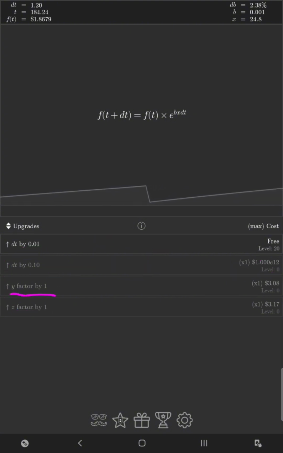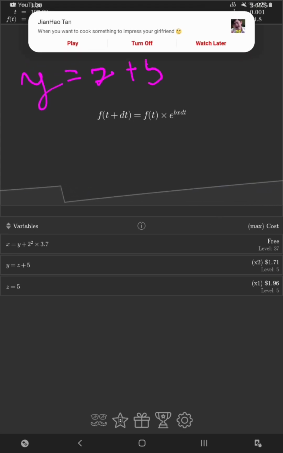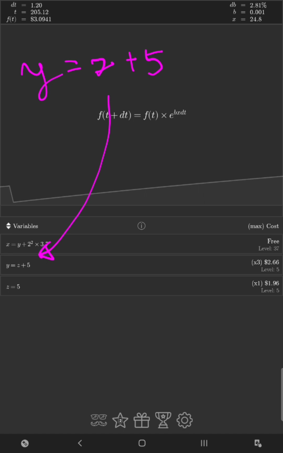And for the y factor and the z factor, we're going to go back to the variable tab. As you can see, there's the y equals z plus 5 here. Just ignore the notification that I just got. I forgot to turn off the notification, but I'm probably going to do that now.